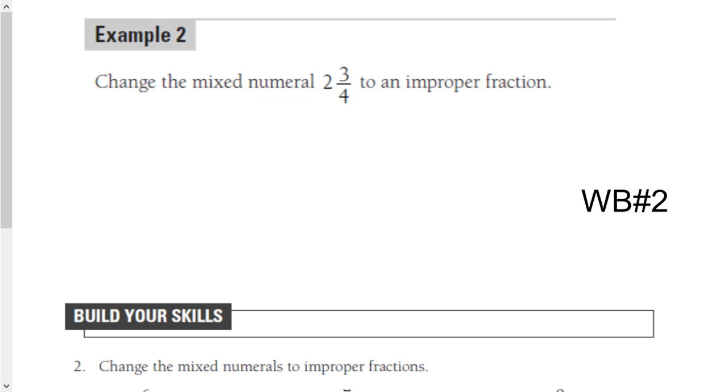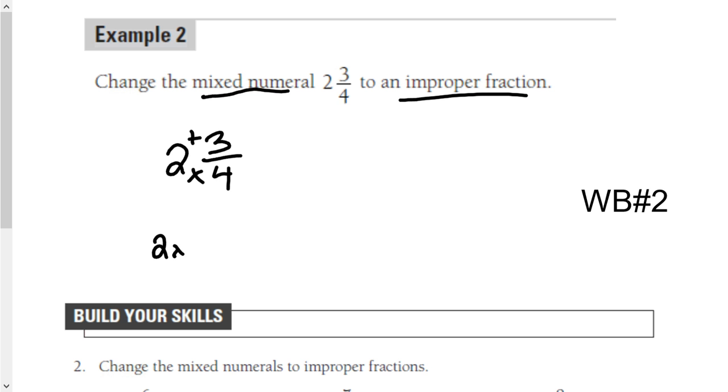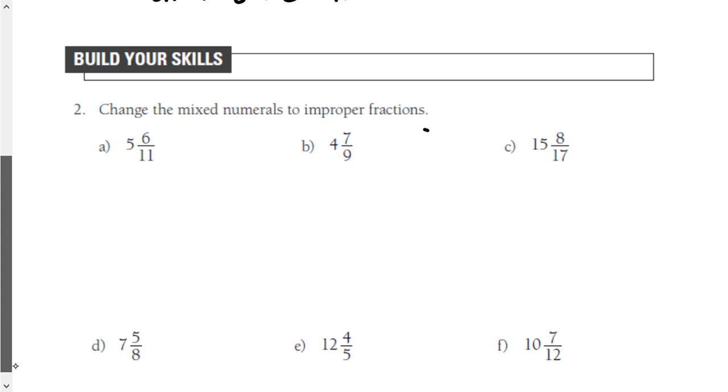Next, we move on to changing a mixed number to an improper fraction. Again, the style that we use for this is we multiply here and add here. So what does that look like? That is 2 times 4 is equal to 8, plus 3 is equal to 11. So that leaves us with 11 over 4.